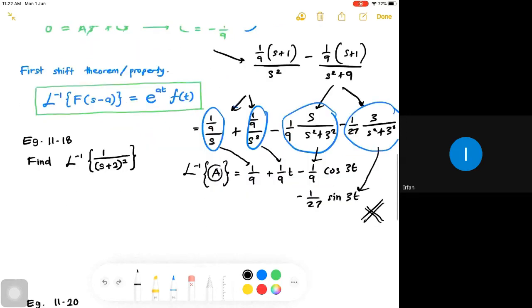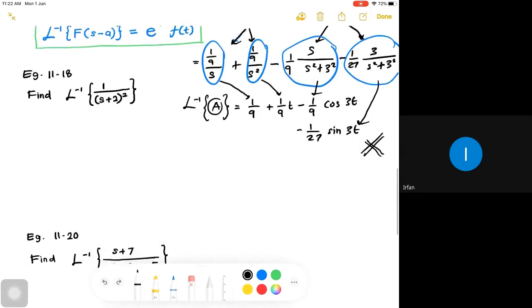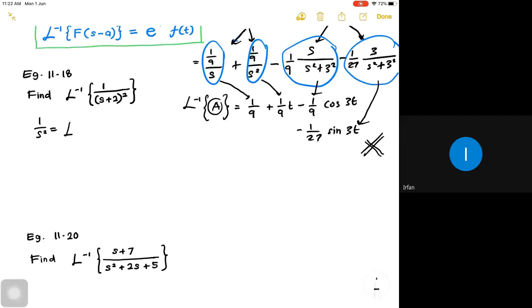It's quite straightforward. If you look at this equation, we can see that s is plus 2. And we know that the formula for 1 over s squared is equal to the transform of the function t. Okay. So therefore, we can simplify this inverse transform.